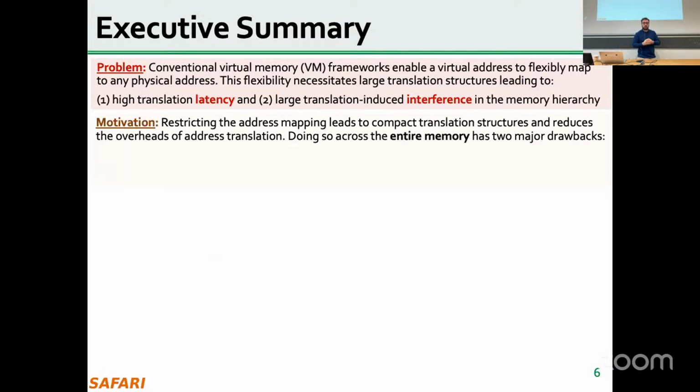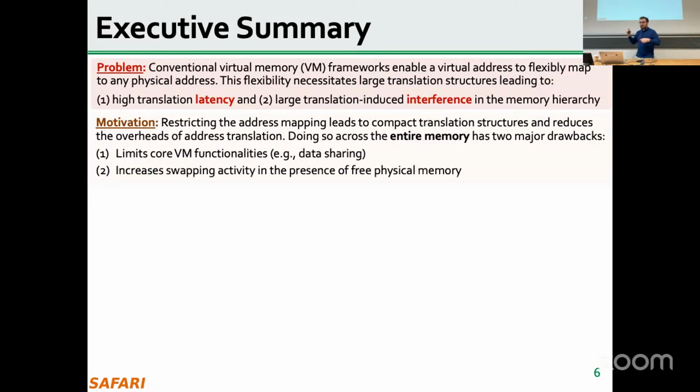And what's the motivation behind this work? If we could restrict the virtual-to-physical address mapping and we don't place a page in any potentially free physical page, then we could fundamentally reduce the size of the translation structures. But if we do this across the entire physical memory, it has two major drawbacks. First, it limits core virtual memory functionalities such as data sharing. We cannot guarantee that we can make two different virtual pages point to the same physical page. And second, it might increase the swapping activity in the presence of free physical memory. If we cannot map our desired virtual page to a free physical page because the hash function does not match, then we need to place it in the swap space, which would increase the overhead a lot.